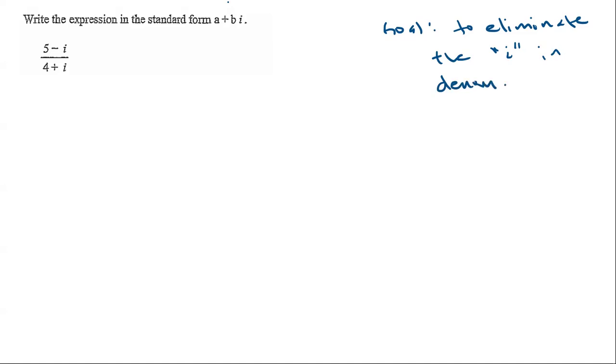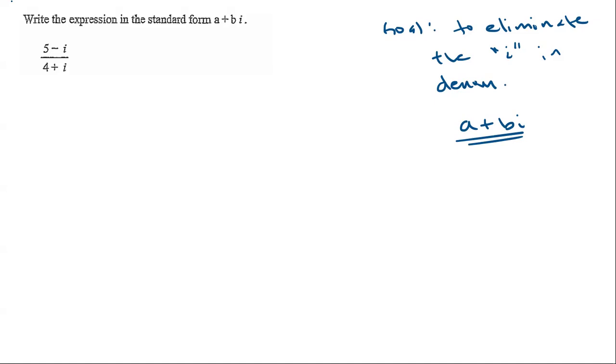Okay? Because we need to write the answer in A plus BI form. So we're rewriting this expression. We're not solving anything, right? We're not solving for I, or for a particular variable, because this is an expression. If it was equal to 0, then yes, we would solve for a particular variable, but we're not doing that. We're just rewriting it so it can be written as A plus BI. And in order to do that, we have to get rid of the I in the denominator. All right, so what do we do?